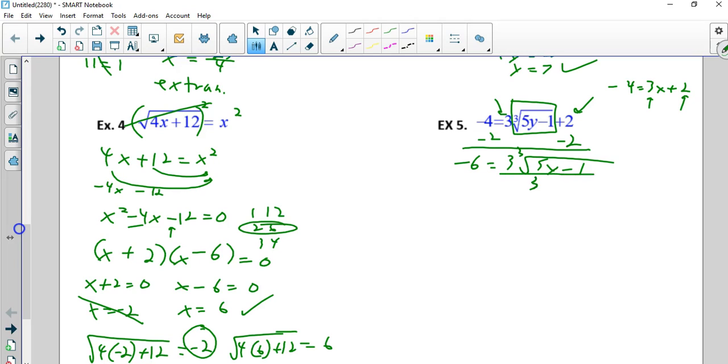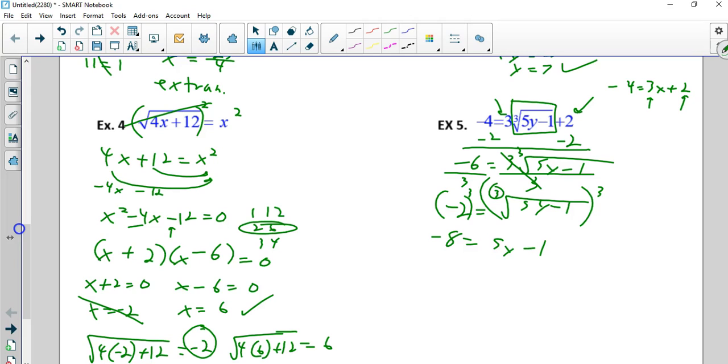Now I gotta get rid of the 3. Get rid of the 3 by division. Negative 2 equals the cube root of 5y minus 1. Since this is a 3, I'm going to cube over here. Negative 2 times negative 2 is 4, times negative 2 is negative 8, equals 5y minus 1. Add 1 to both sides, and we get negative 7 equals 5y. Divide by 5, y equals negative 7 over 5.